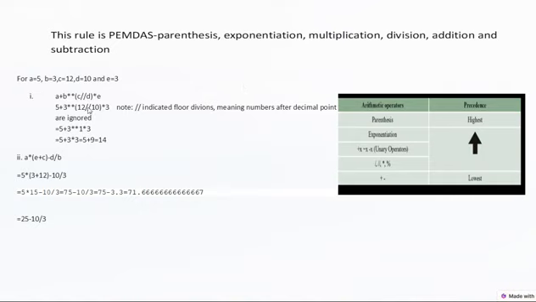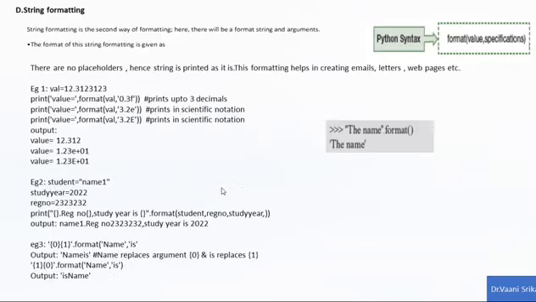Floor division means, for example, 12 floor division 10: the quotient will actually be 1.2, but the answer will be only 1. That means the numbers after the decimal point are ignored. So this is the answer. Just try out this in your system, and any doubts just let me know in the comment box.